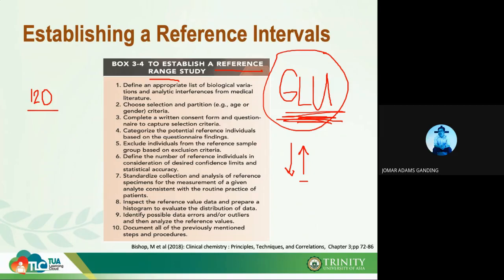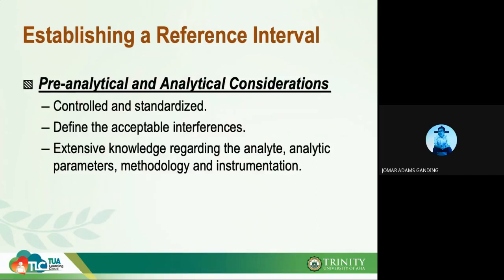Okay, so moving forward, again, it's very important. Usually the number is 120 subjects or 120 participants. Number 7, it's very important to what? Standardize collection and analysis of reference specimen for the measurement of a given analyte, consistent with the routine practice of your patient. So here come your pre-analytical and analytical considerations.